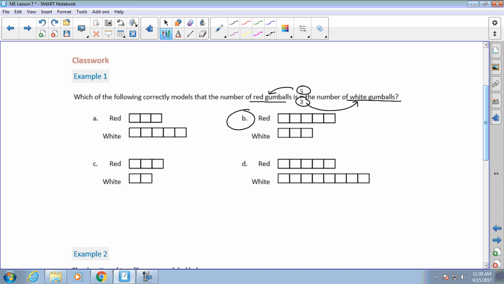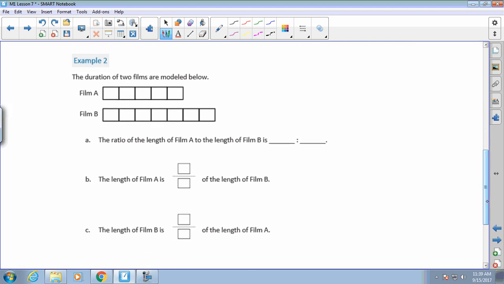And that would be represented, as Aiden said, by choice B. All right, so example 2, it's talking about 2 films, and the duration means how long these films are. It says the duration of 2 films are modeled below. Film A and film B. Which film is longer? Which is a longer film, Michael? Film B. Very good. All right.